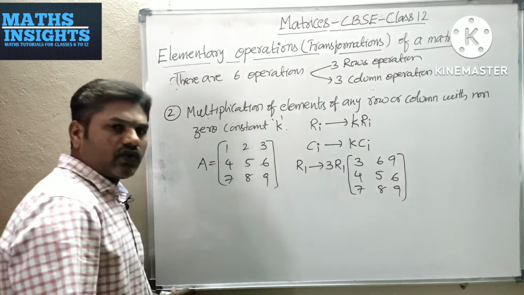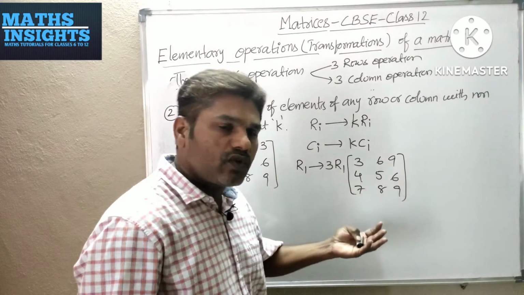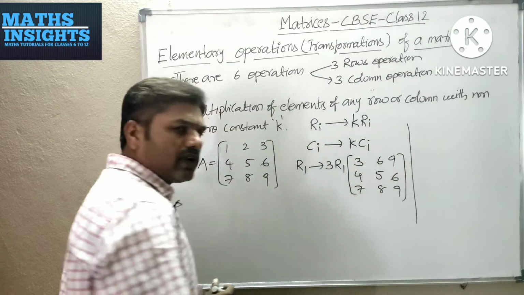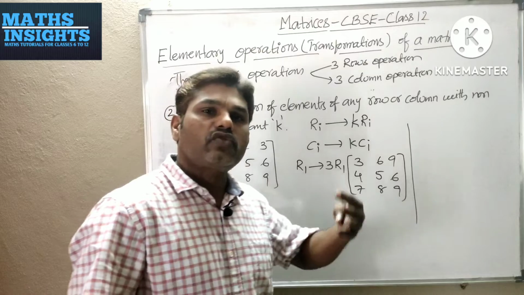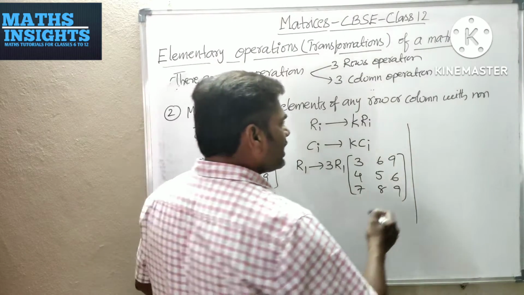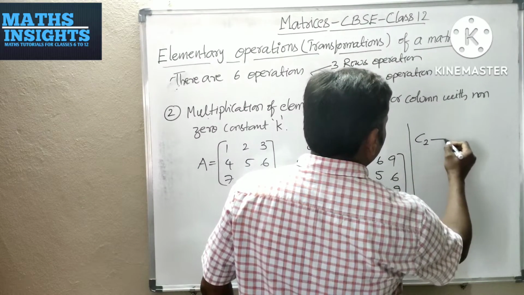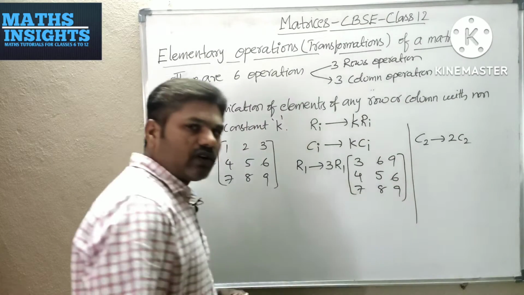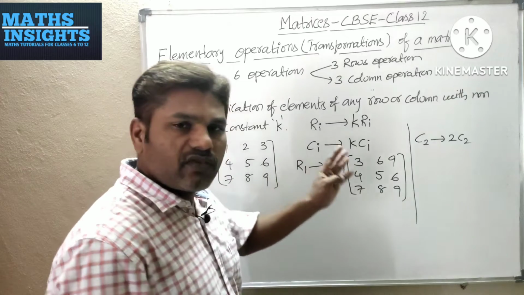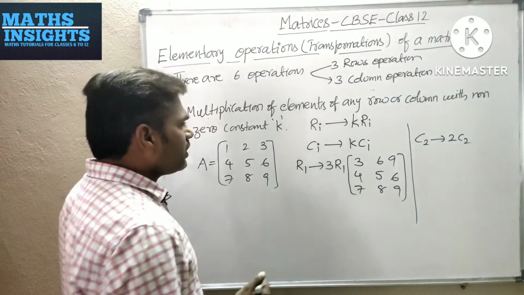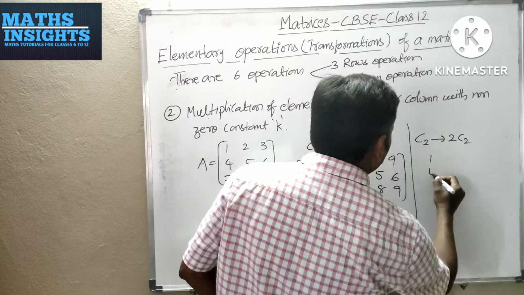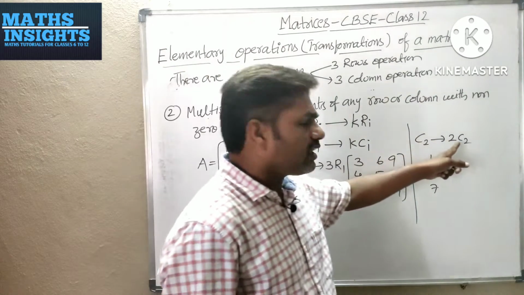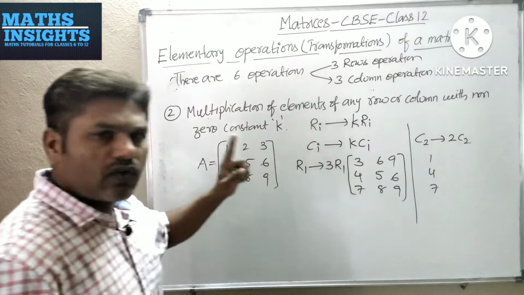So in this way you can multiply elements of any row with a non-zero constant. Similarly, if you want to multiply the second column with a non-zero constant, let's say 2, that can be written as C2 implies 2 into C2. So what is unchanged? C1 and C3 are unchanged. First write them: 1 4 7. Only C2 is changing. You are multiplying the elements of column 2 with the non-zero constant 2.